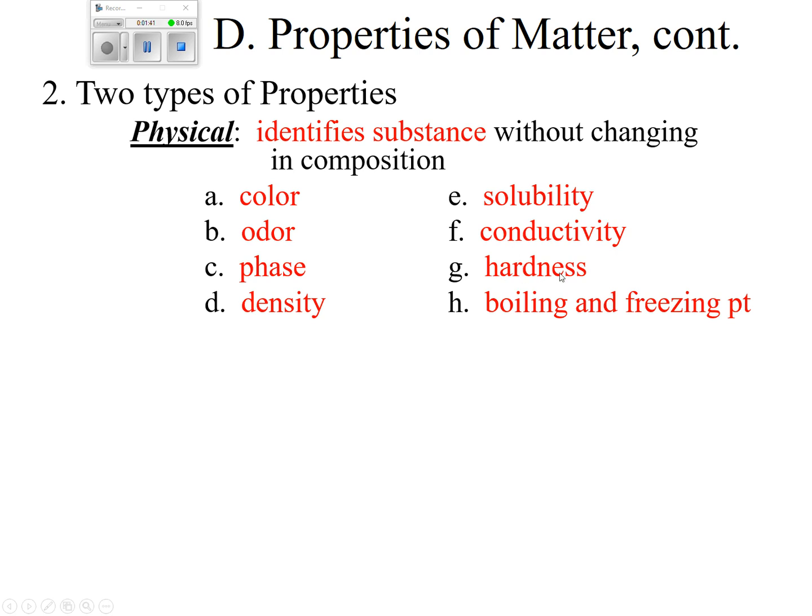Hardness means, can I scratch it? If it's soft, you know that the hardness is low. If you can't scratch it, then the hardness is high. Boiling and freezing point: each substance has a specific point at which it boils and freezes.